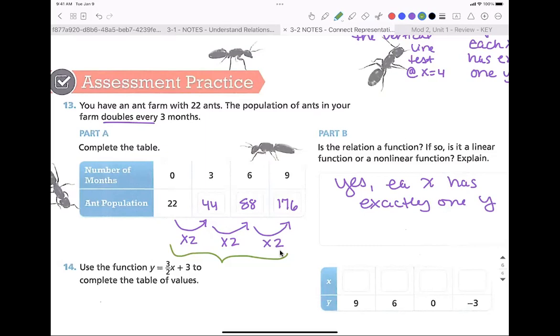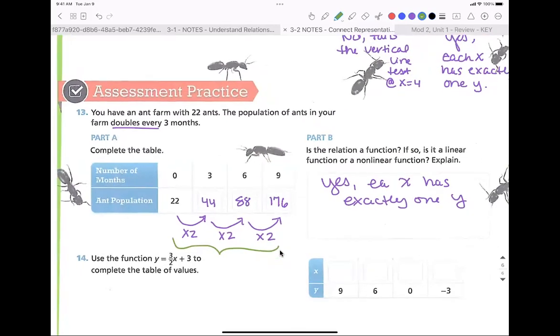So anytime you see a pattern of multiplication in your Y's, it's nonlinear, okay? And the reason for that is because your change in Y's is not constant. Even though it's a pattern, it's not an addition or subtraction pattern. It has to be an addition or subtraction pattern to be linear.